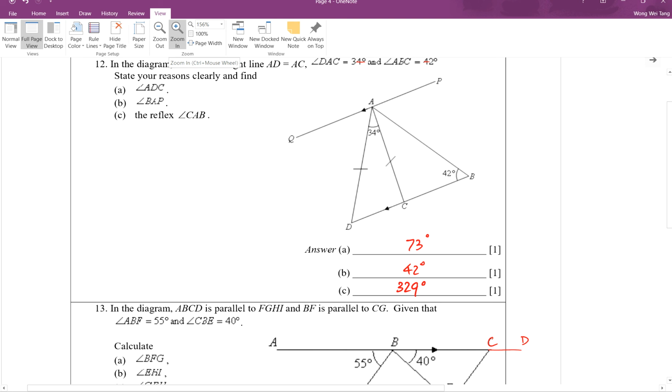Okay, first one, 73 degrees, 42 and 329 degrees. Do you think I will get the full marks like this? No, I'll get 0 marks. Why? Because no reasons. So what should the reasons look like? Even if you know all these, no reasons, no marks.